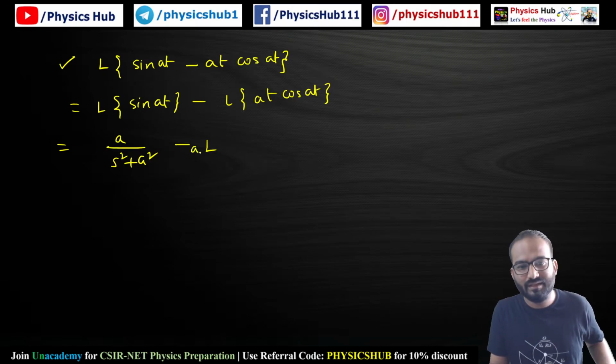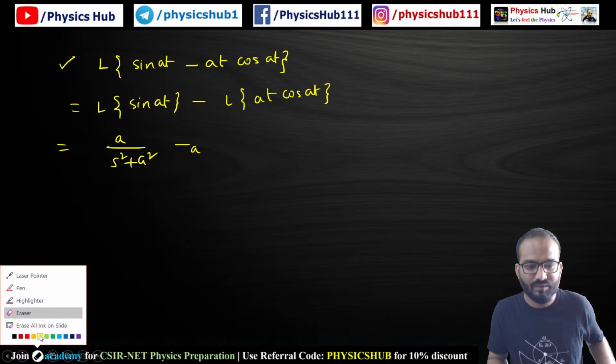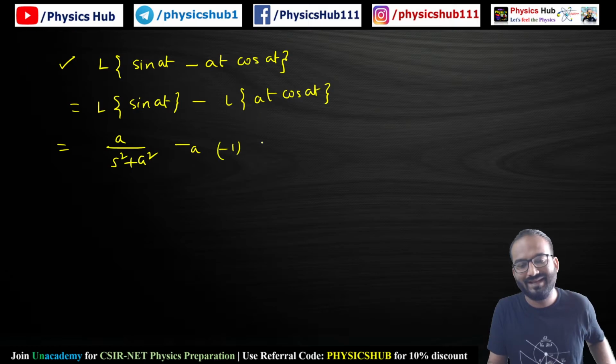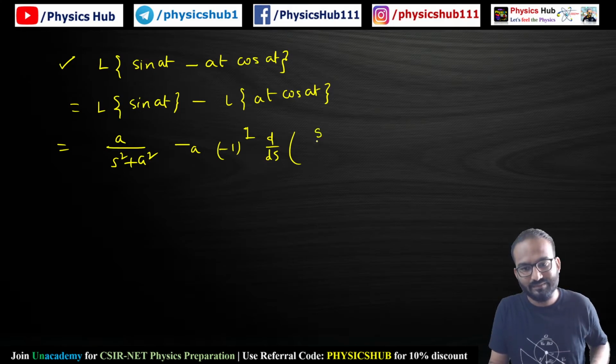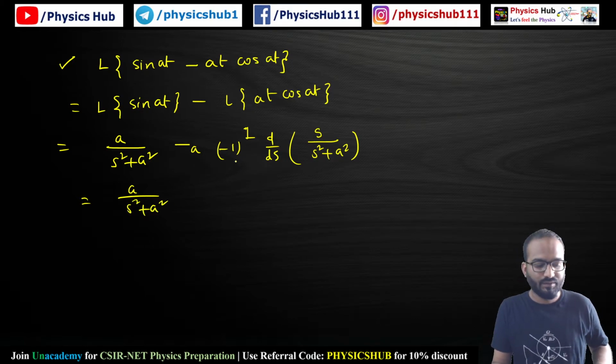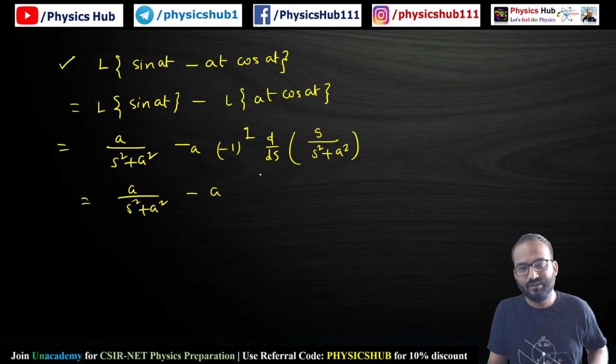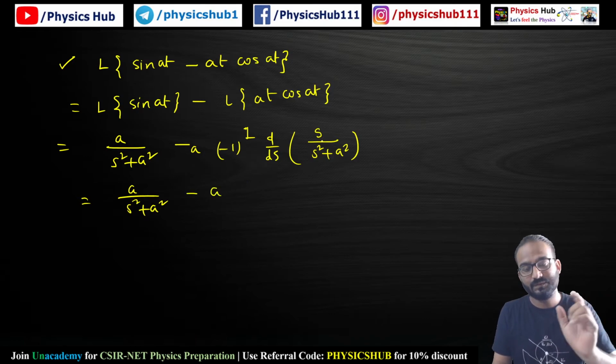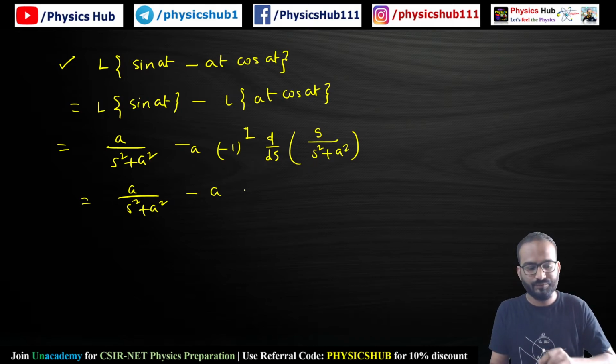a we can take outside, as a is a constant, and the Laplace transform of t cos at will be given by minus 1 to the power 1, d by ds, of the Laplace transform of cos at, that is F of s equals s by (s square plus a square). This we know. This will give you a by s square plus a square, and minus a times the derivative. Now here we have s in the numerator as well, so it will be like u into v.